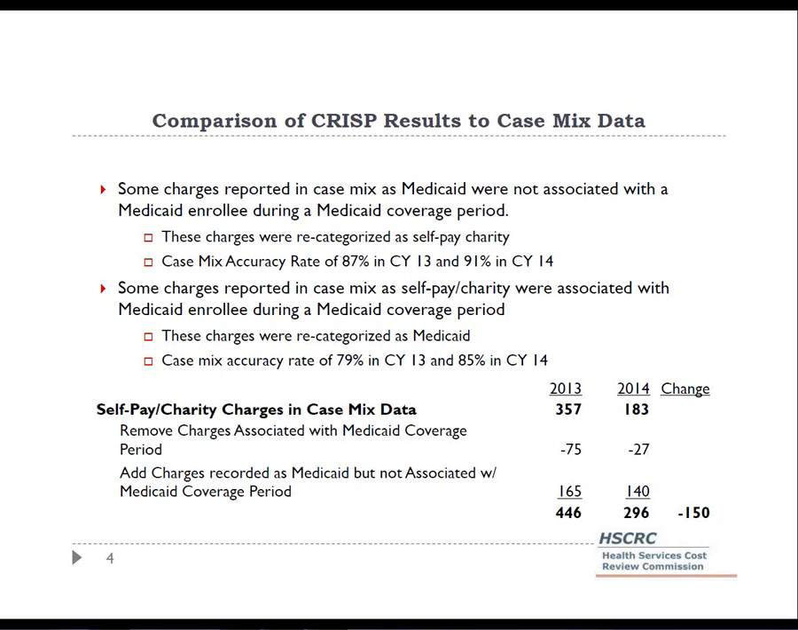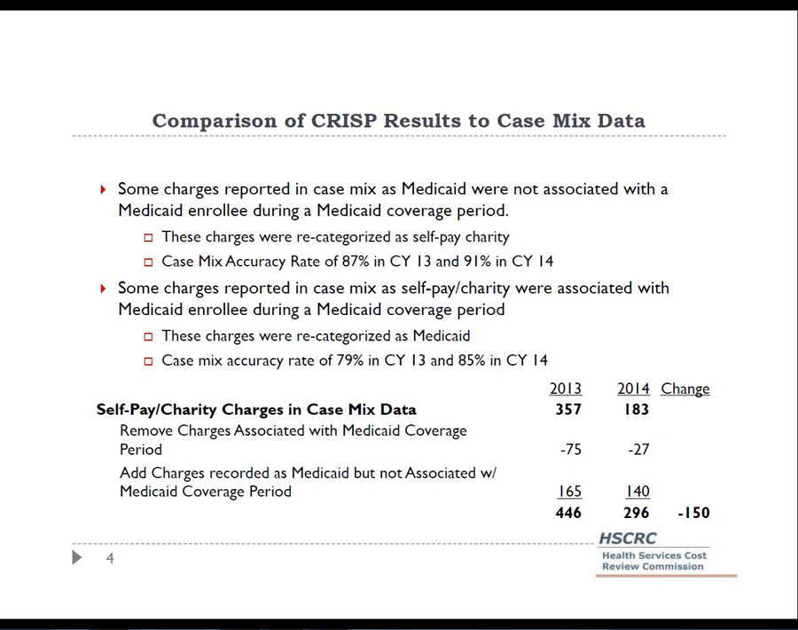And then we made two adjustments based on the CRISP analysis. First, we removed charges that were associated with the Medicaid coverage period. So if somebody was reported by the hospital as self-pay charity, but they were covered by Medicaid in that period, we assumed that was Medicaid, and ultimately was paid by Medicaid, and we removed it from our count of self-pay and charity. And then we added charges that were recorded as Medicaid, but not associated with a Medicaid coverage period. We added those to the self-pay charity. So we said the hospital said they were Medicaid, but Medicaid says they weren't covered in that period. So our assumption is that those likely ended up being self-pay and charity.